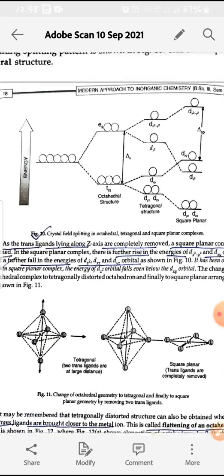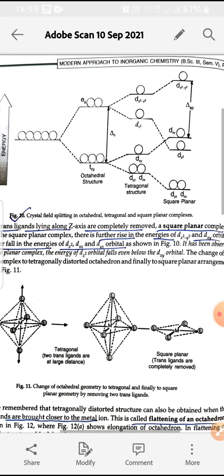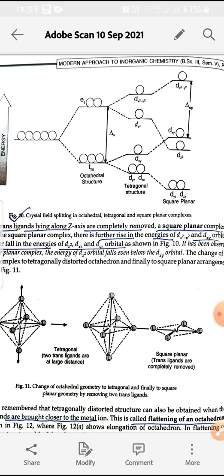As in octahedral complexes, we first have the 5 degenerate orbitals of the free metal ion. Then all 6 ligands approach the central metal ion at equal distance, and due to the different shapes of the d orbitals, there is splitting of d orbitals into two sets: one is the Eg set and the second is the T2g set. T2g is at lower energy and the Eg set is at higher energy.